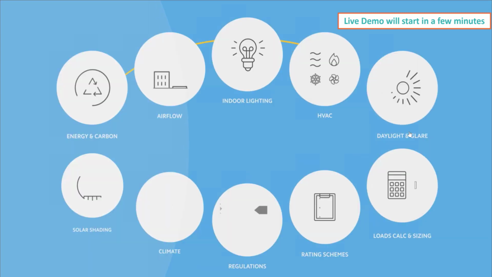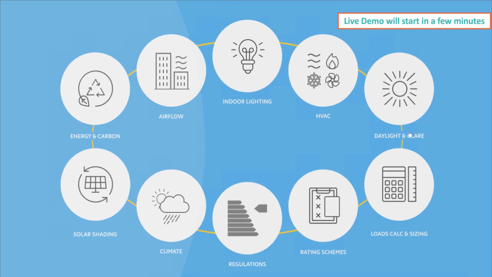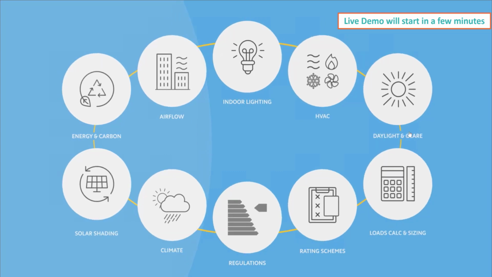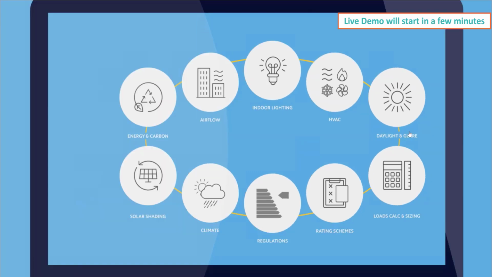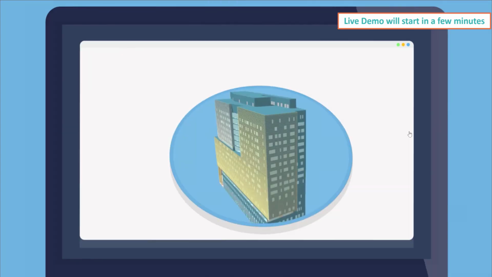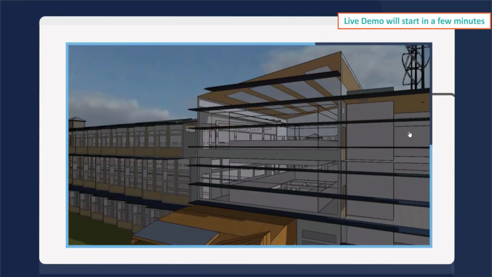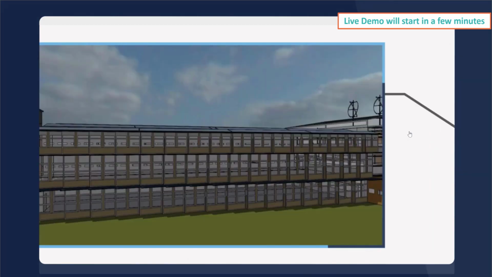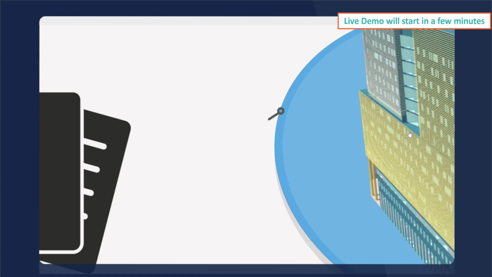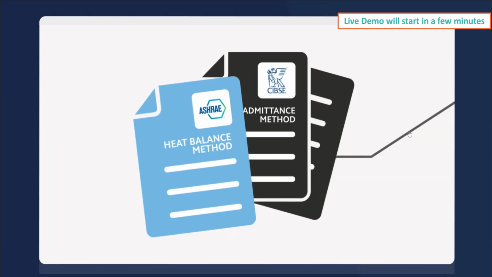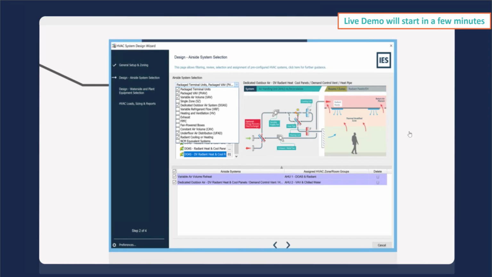IESVE software provides users with a fully integrated suite of applications to analyze a range of building performance metrics, with data shared seamlessly across all applications. Assess building form, orientation, and shading options. Optimize for daylight, glare, and evaluate lighting design. Perform accurate heating and cooling loads calculations. Size and compare from a range of HVAC system types and controls.